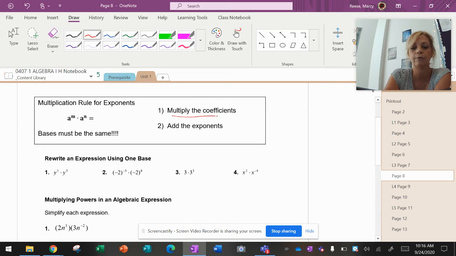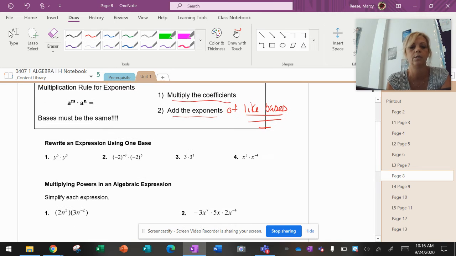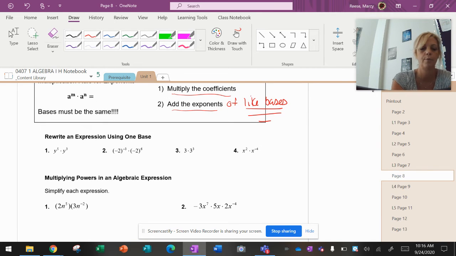You multiply the coefficients, and then you add the exponents of like bases, right? Make sure that you know that that's only with like bases. Okay, so no problem, let's do this.